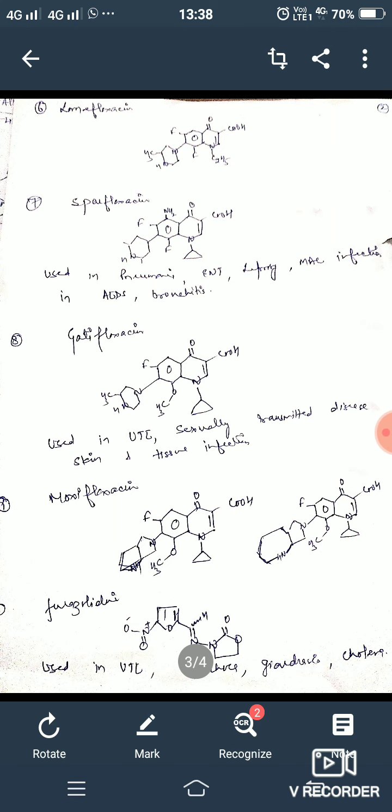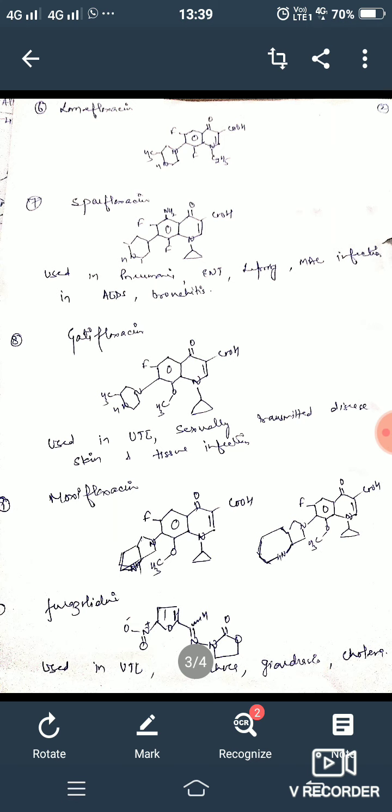Next drug is sparfloxacin. This is the structure of sparfloxacin. This drug is used in pneumonia, ENT, leprosy, AIDS and bronchitis. These are the drugs used in these diseases. Next drug is gatifloxacin. This is the structure of gatifloxacin. Gatifloxacin is used in UTI, sexually transmitted disease, skin and tissue infection.